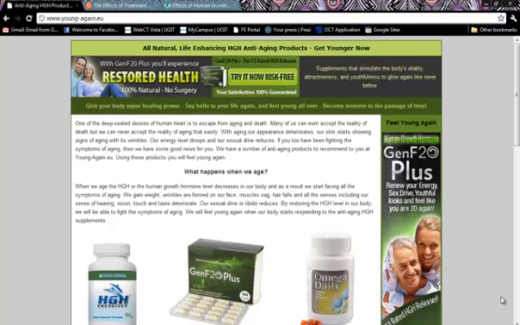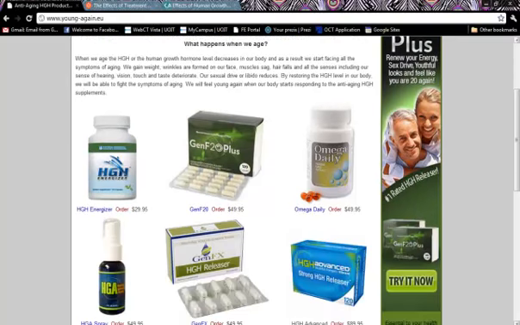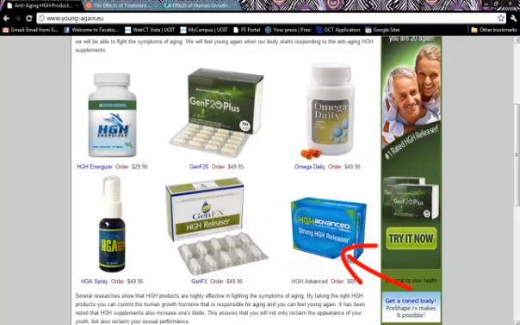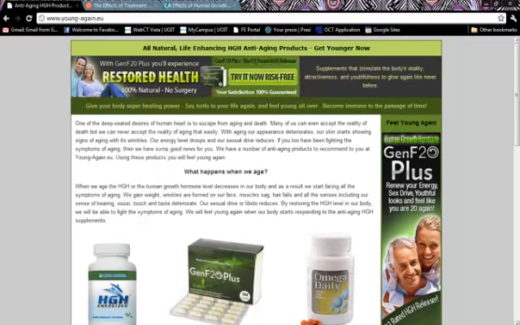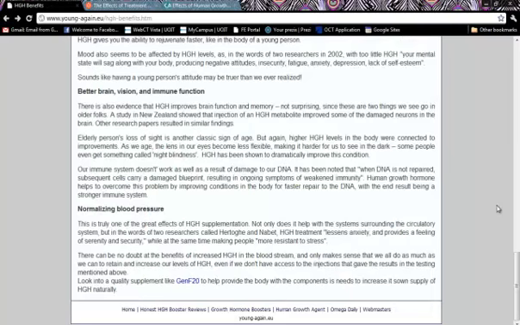Upon further inspection, you can see that when you go to the homepage youngagain.eu, it's actually not a publisher section, but a company that sells HGH releasers, HGH energizers, HGH spray. So maybe that publisher is not the most reputable one that you could find.